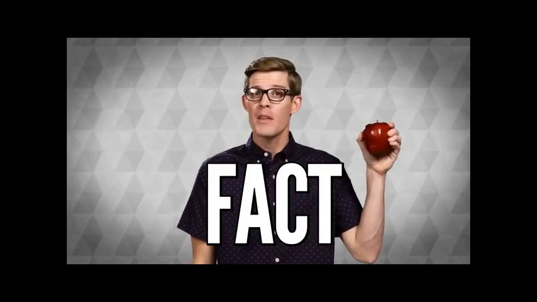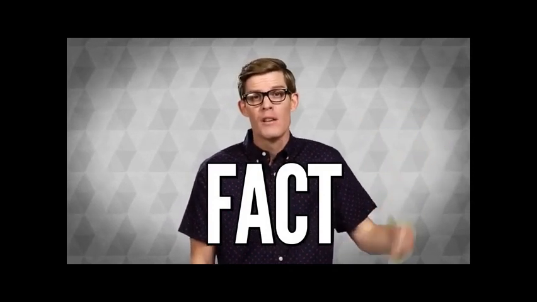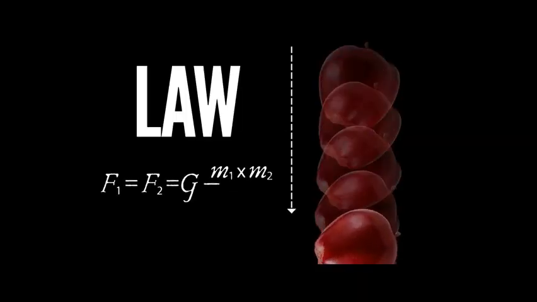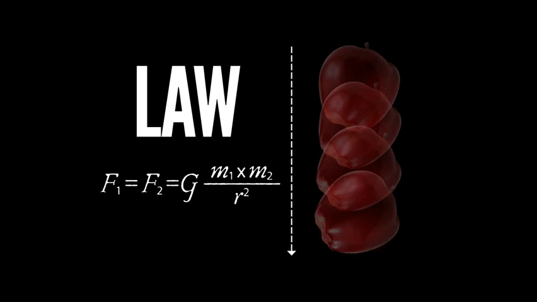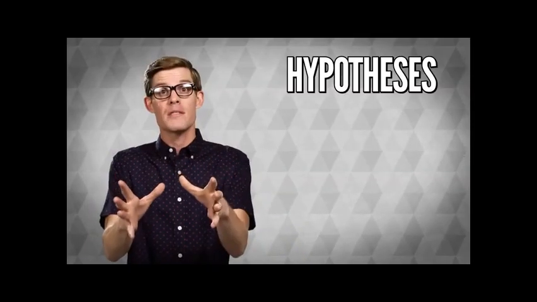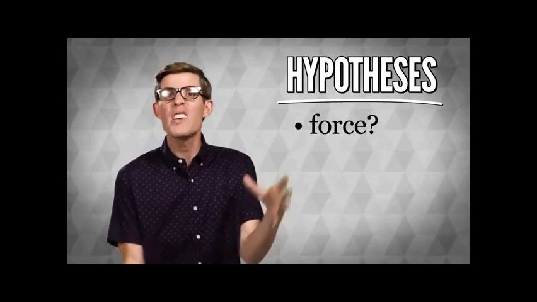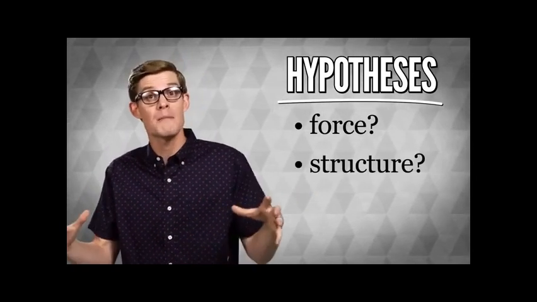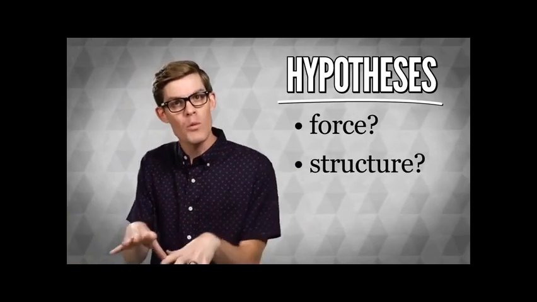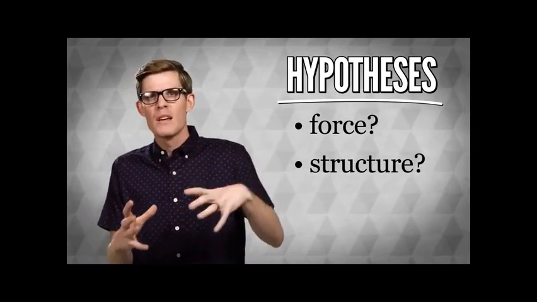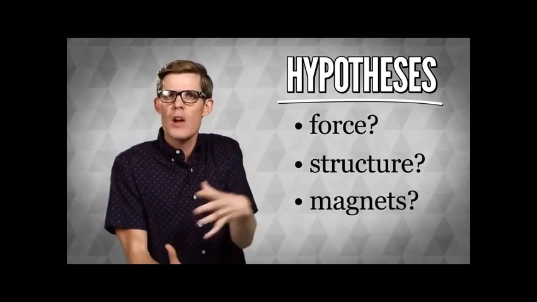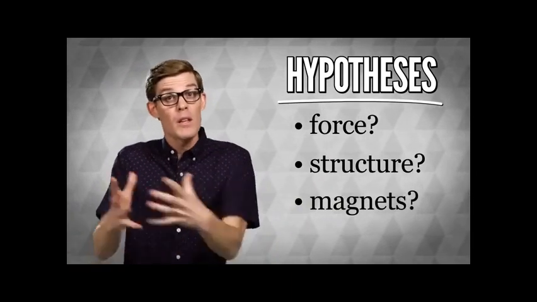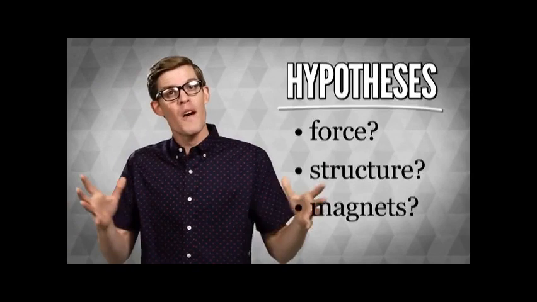Fact: if I drop this, it'll fall. Law: I can mathematically describe how fast that apple and the earth will accelerate toward one another based on their masses and distance. But why is it happening? Hypothesis: there's a force pulling on the apple, or maybe there's something about the universe and the way it's structured that makes massive things fall toward one another. Or maybe the apple is like magnetically attracted to Earth or something. Eliminate the bad ones and we're left with a theory.